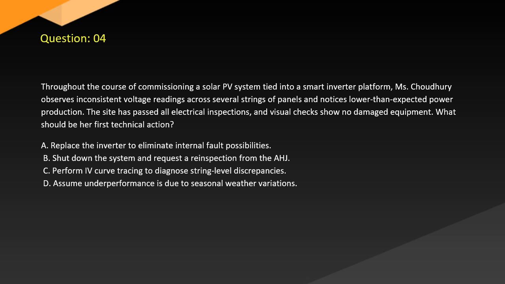A. Replace the inverter to eliminate internal fault possibilities. B. Shut down the system and request a re-inspection from the AHJ. C. Perform I-V curve tracing to diagnose string level discrepancies. D. Assume underperformance is due to seasonal weather variations.